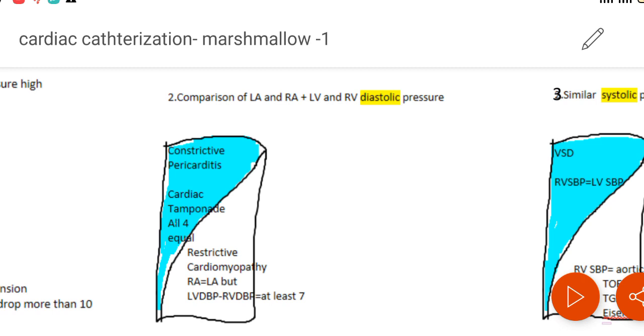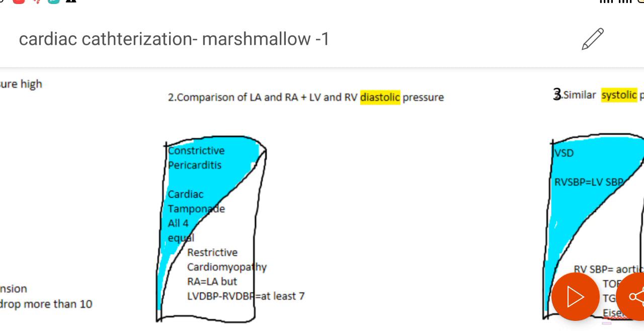But in the other group, they get the right atrium and the left atrium diastolic blood pressure equalization, but they have different left ventricular diastolic blood pressure and right ventricular diastolic blood pressure. At least there is a gap of 7 between the left ventricular diastolic blood pressure minus the right ventricular diastolic blood pressure. That occurs in the restrictive cardiomyopathy, because the interventricular septum also has restricted movement. So that is the second group. If I tell it again, in the second group we are focusing on the diastolic blood pressure, and we divide into two. Mainly when we are focusing on the diastolic blood pressure, we are checking for the constrictive pericarditis, cardiac tamponade, and the restrictive cardiomyopathy.